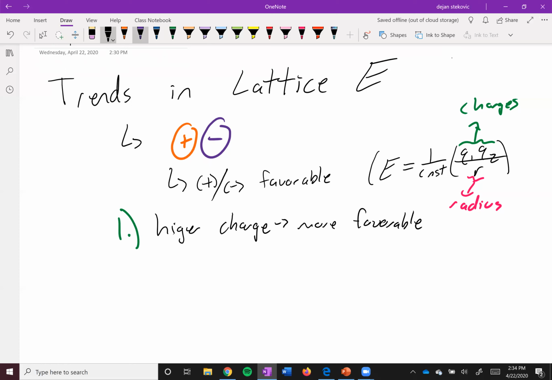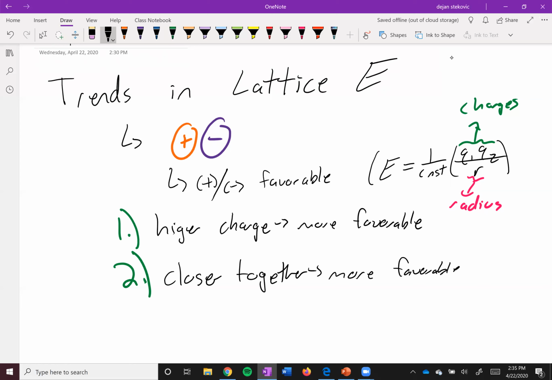And then the other part of this equation is the distance part, the radius part. You can think about it kind of as gravity. The closer they are together, the more attracted they are going to be to each other. Think about two magnets on the opposite side of the room. There's no attraction there, but put them really close to each other and they'll pull themselves together. So closer together, more favorable. And when we're talking about favorable, we're talking about releasing energy, and so we're talking about more exothermic. Overall, just to point out again, charge is going to have the bigger effect.